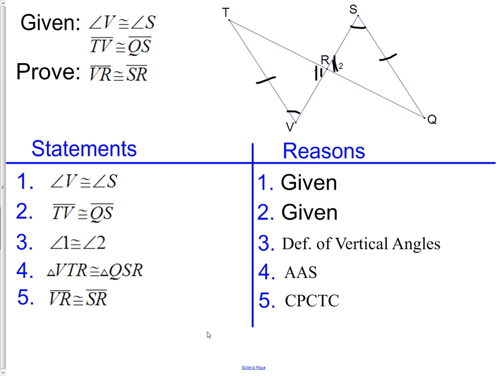So once we have two triangles congruent to each other, we can say that their parts are congruent to each other. You will use that on today's lesson 4.5 worksheet B, the corresponding parts of congruent triangles.